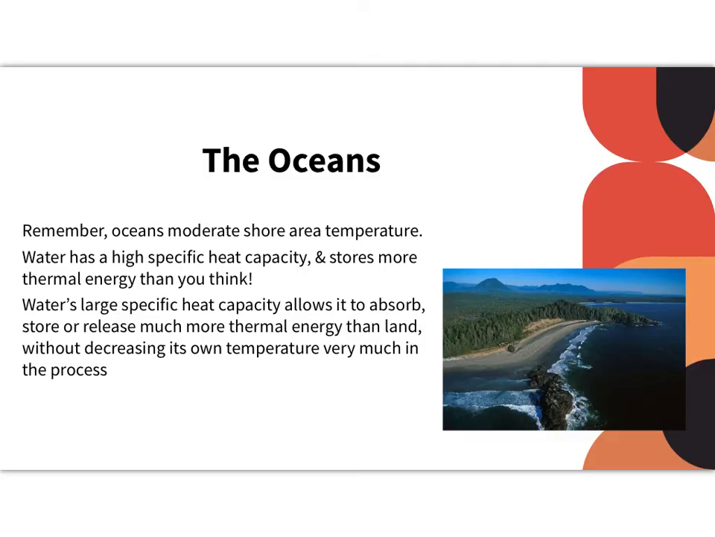Remember, oceans moderate shore area temperature. We learned about that in chapter 5. Water has a high specific heat capacity and stores more thermal energy than you think. Water's large specific heat capacity allows it to absorb, store, or release much more thermal energy than land, without changing its own temperature very much in the process.